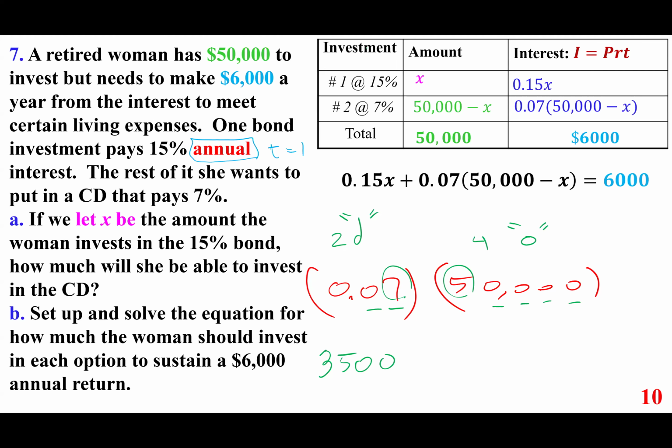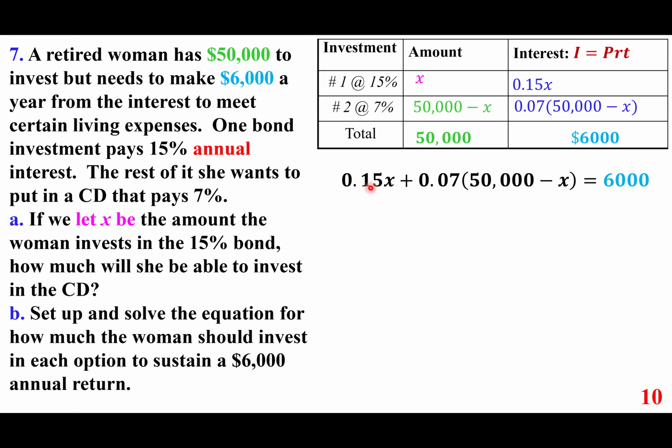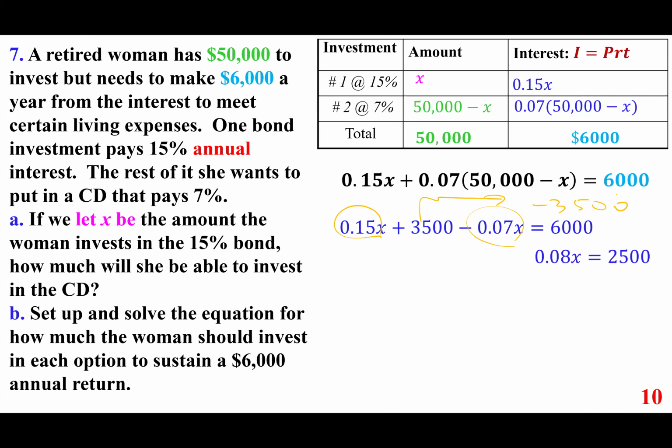All right. So let me erase my work and write down what's going on here. So we have 0.15x plus 3,500 minus 0.07x. The right side remains unchanged. Now we're going to add these two. 0.15 minus 0.07 is 0.08x. This one, you are going to subtract it from 6,000, you get 2,500.